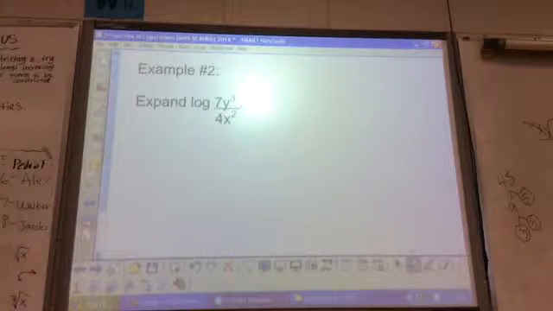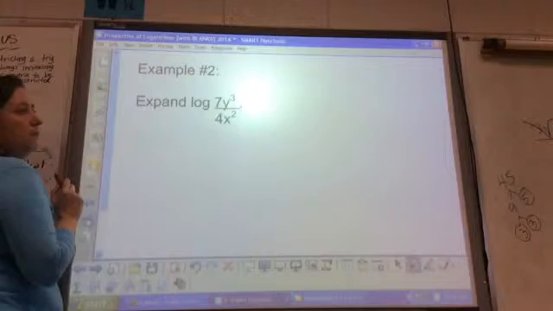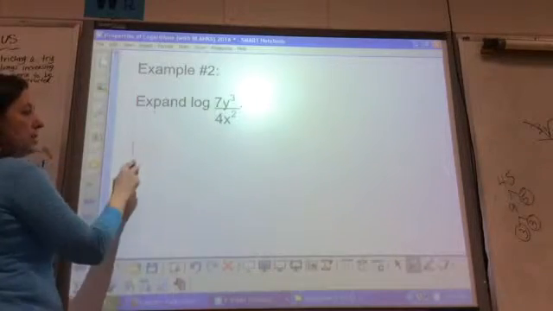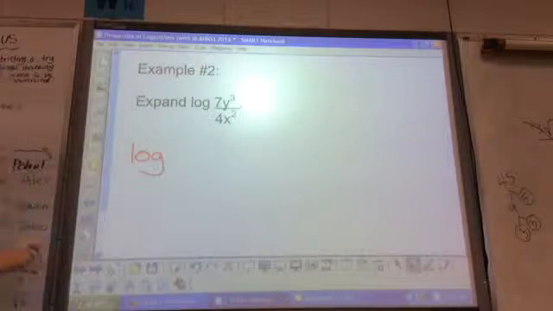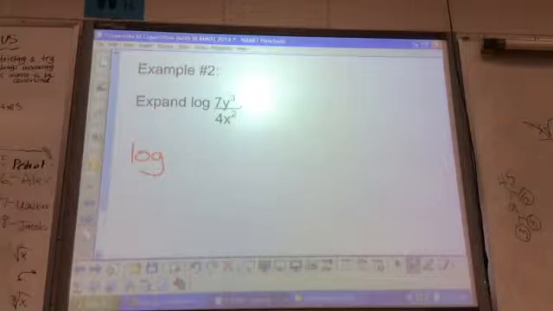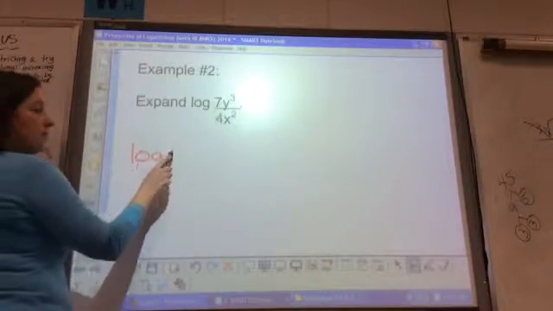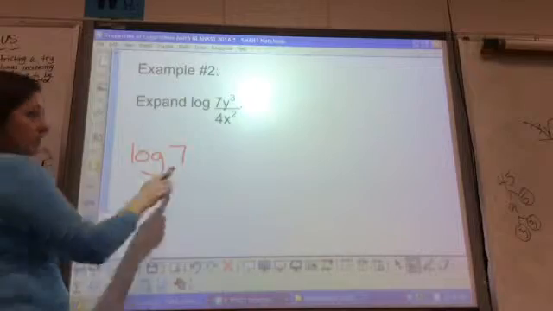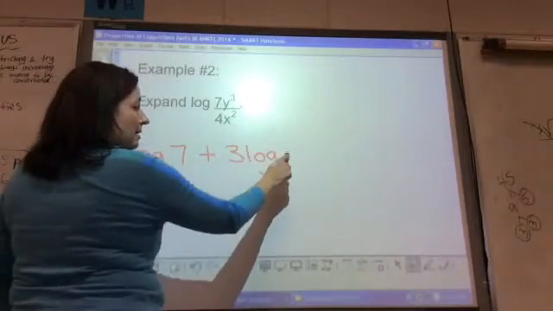Alright, so we're going to expand again. Okay. What's my understood base here? 10. Very good. When they don't show it, there's a 10. I don't have to show it. I'm just making sure you remember. This is understood base 10. But when I expand it, I'm just going to log. Alright, so let's start at the top. I've got log 7 plus 3 log y.